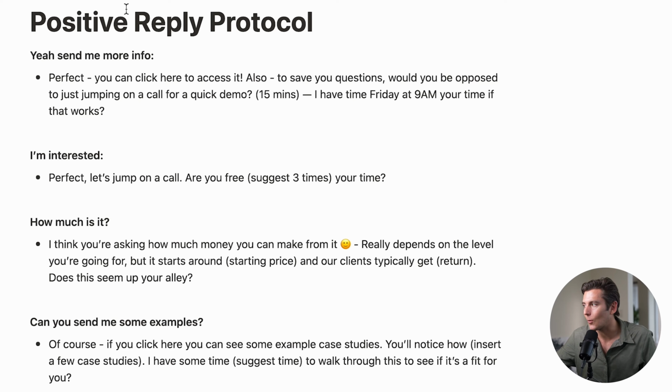This is a common thing that we'll probably get when it comes to cold outreach. I typically say something like, if you're asking how much money you can make from it, it really depends on the level you're going for, but it starts around $1,000, and our clients typically get $10,000 in return. Does this seem up your alley? So this is a question that most people will avoid, or they'll try to dodge and try to get them on a call. But in my case, I just say how much it starts at, and then also show how much money they could make from it, because at the end of the day, that's really what they're asking.